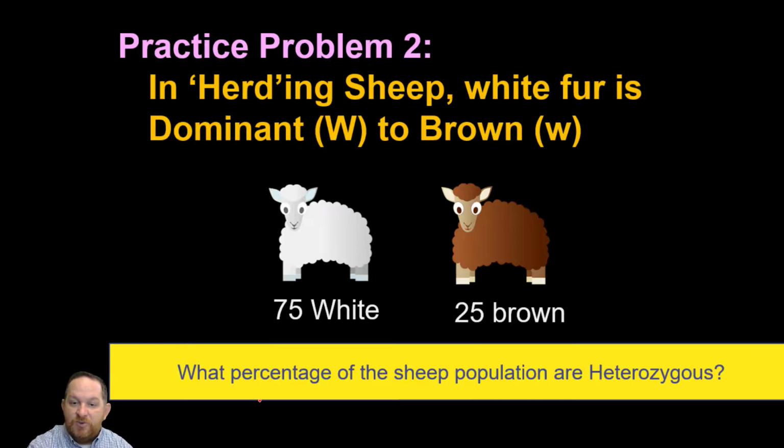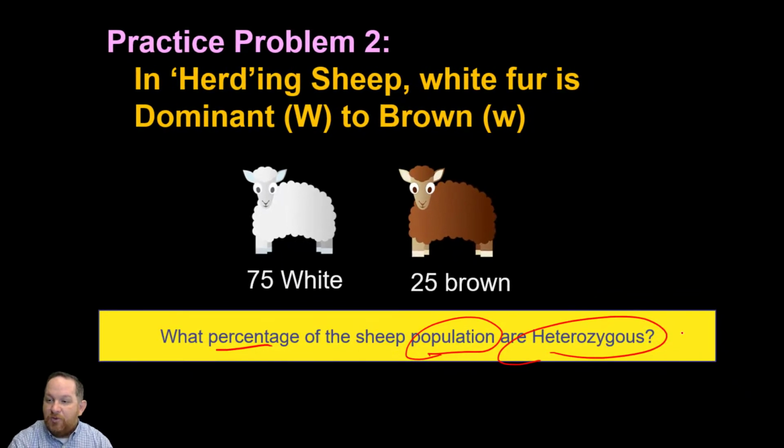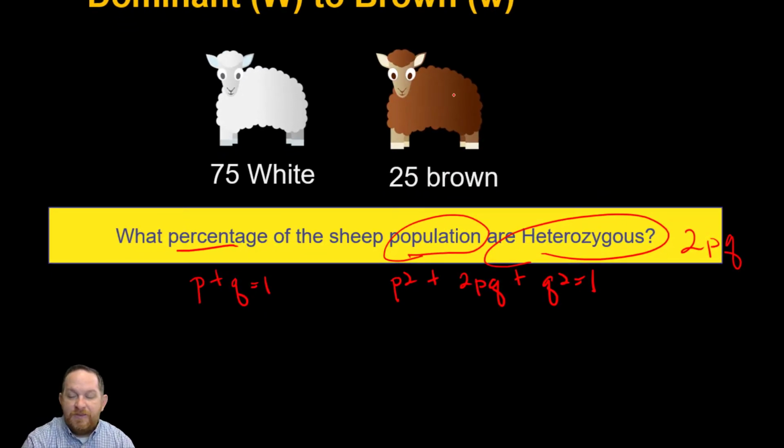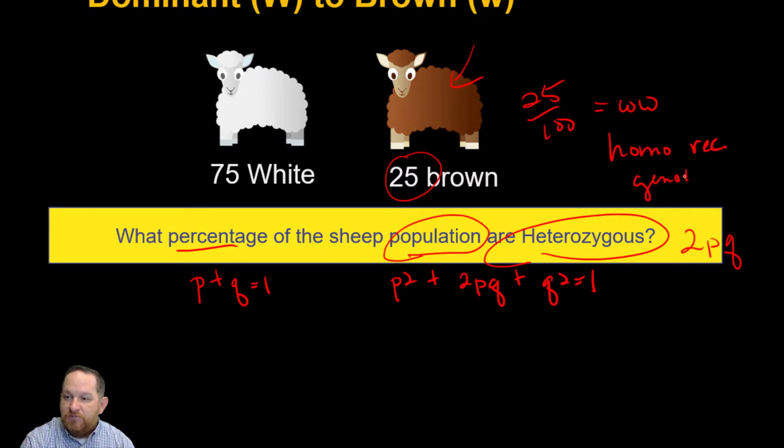Same sort of deal. This one, though, we're looking at the percentage of the population or individuals that are heterozygous. You may remember heterozygous is 2pq. So we're going to use our two formulas once again. P plus Q equals 1. P squared plus 2pq plus Q squared equals 1. Remember my trick. Start with the recessive. So in this example, 25 out of 100 are recessive, right? So this is the homozygous recessive genotype. So 25 out of 100 is 0.25.